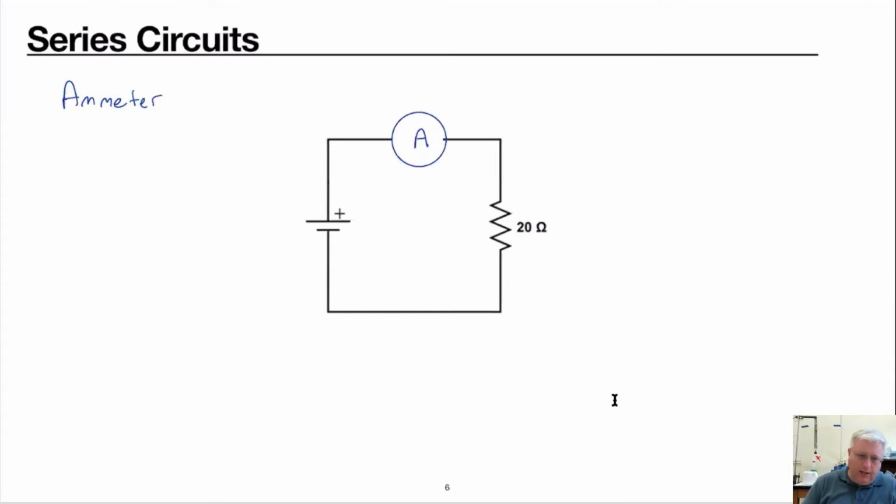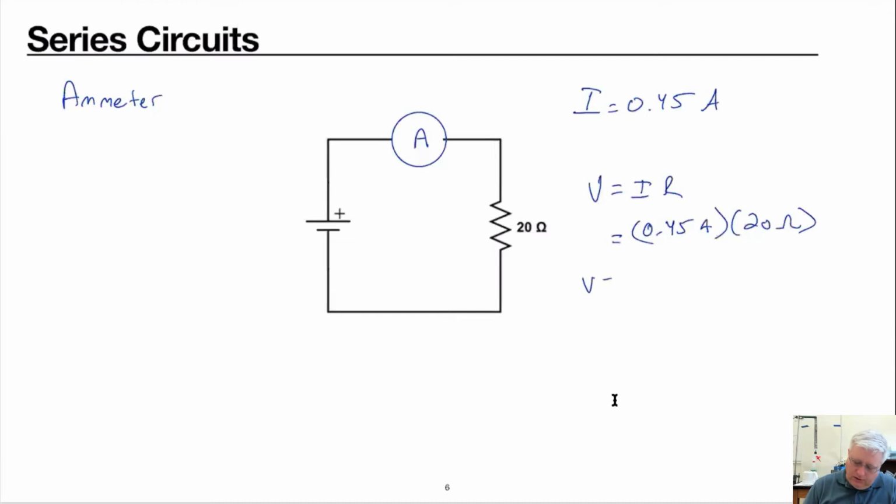Let's say the ammeter is reading 0.45 amps of current. Can we determine the potential difference, or the EMF, being provided by the source, the battery, or whatever the source is? Yeah, we know V equals IR. I is 0.45 amps, and resistance is 20 ohms. That means the voltage is 9 volts. So this may perhaps be a 9-volt battery being used here.